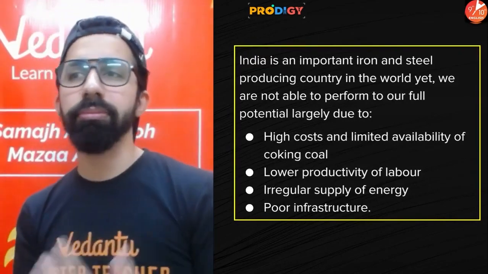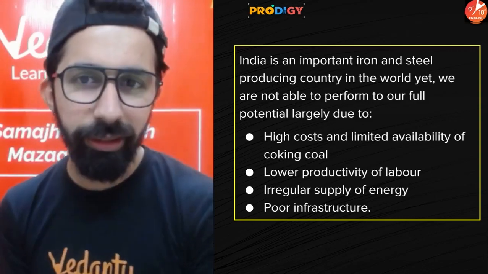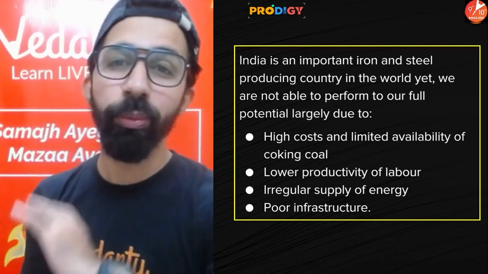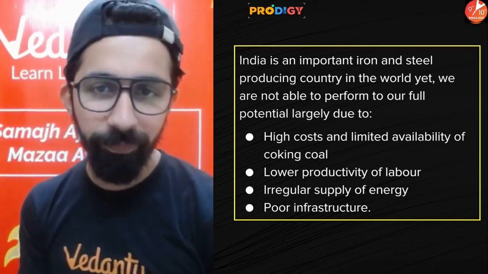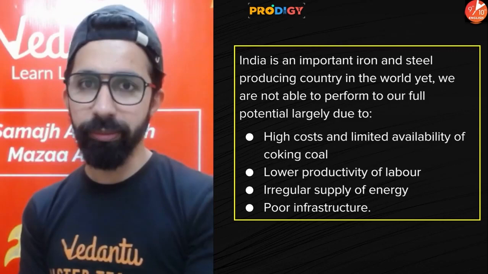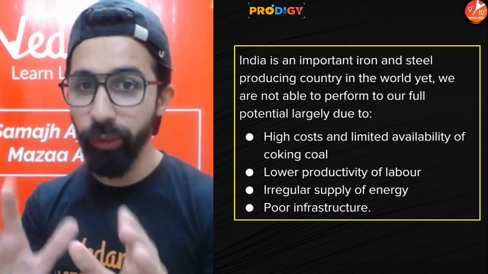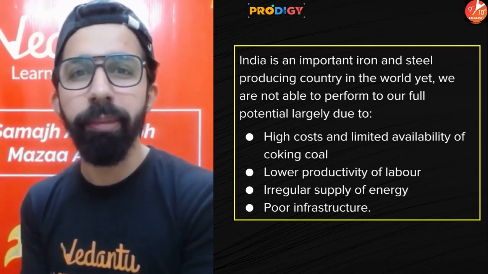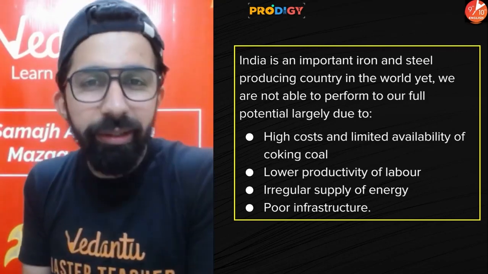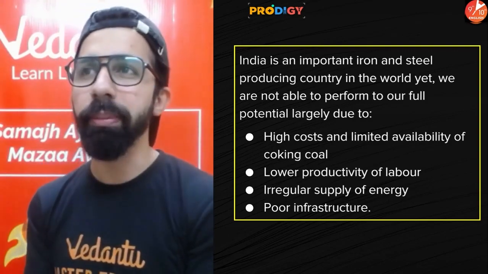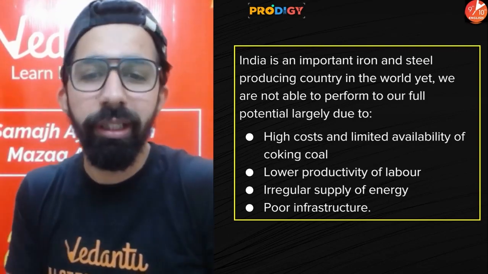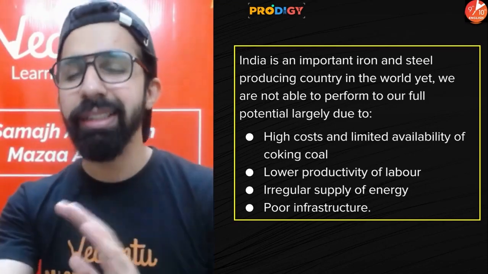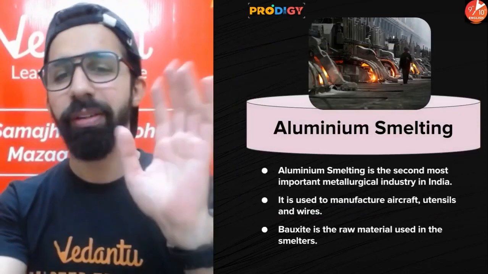Now guys, there are some issues or challenges with this industry. India is an important iron and steel producing country in the world, yet we are not able to perform to our full potential. Why? First of all, high cost and very limited availability of coking coal. The productivity, the output of the labor is very low, maybe due to low wages, poor working conditions, or maybe inefficient machinery. All right, irregular supply of energy, poor infrastructure. These are some of the challenges which this industry is facing.